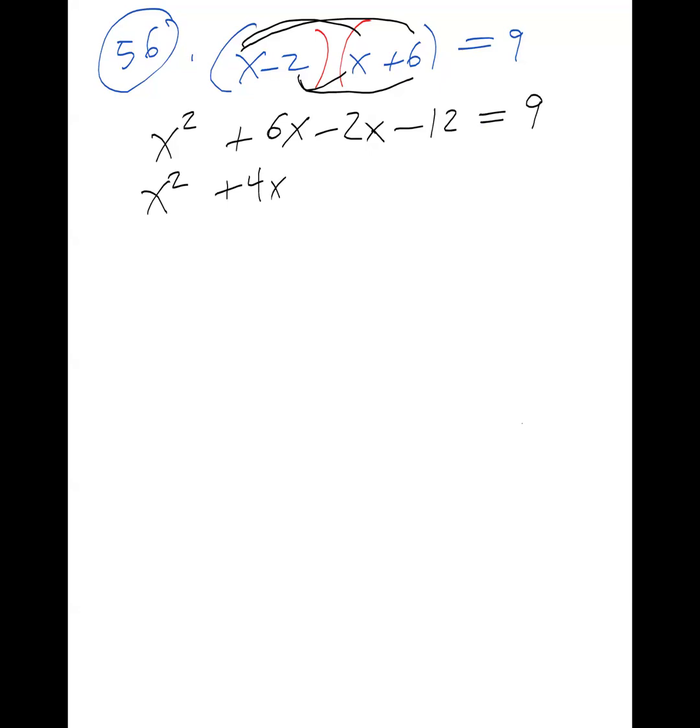It's 4x. And now what do I do with the 9 on the other side? Subtract it. So I have to have 0 on the outside. So x squared plus 4x. What's negative 12 minus 9? Negative 21. So how's that? X squared plus 4x minus 21 equals 0. There we go.